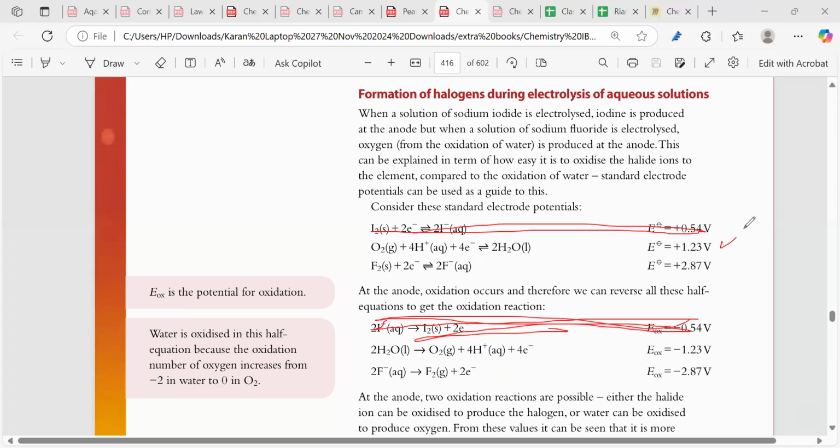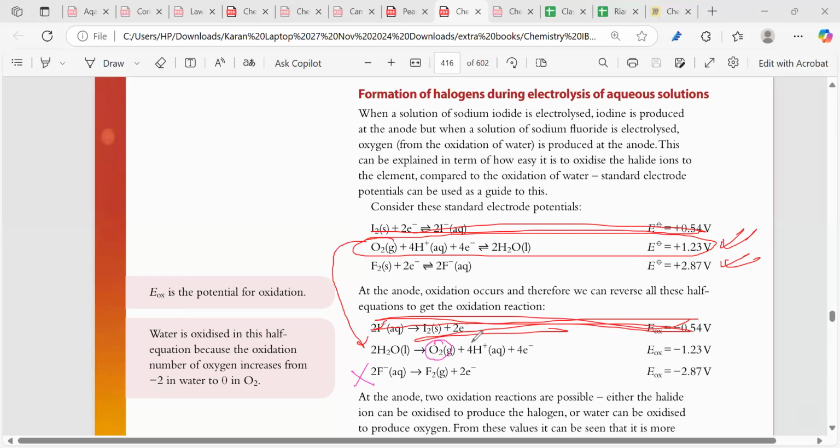We write the equations like this. This is more negative, so we have to flip it. Is it clear? So what is the product you are getting? Tell me. Which is the product you are getting?